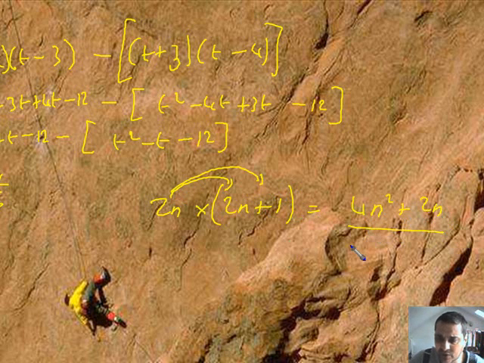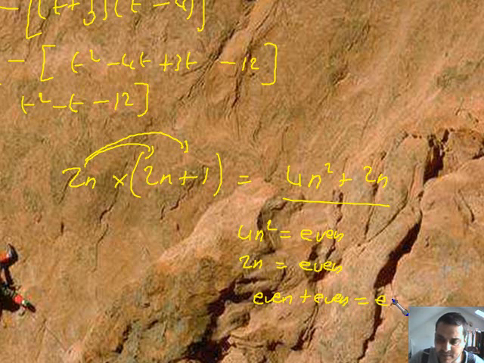Now, let's have some conclusions. Don't leave it like that. 4n squared equals even. And then we say 2n is also going to be even. We know that. And then we're going to say even plus even is always going to be even. And that's a good enough proof.